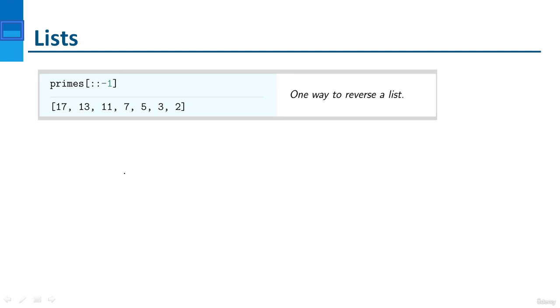Next, we can reverse the entire list by writing colon colon minus 1. Minus 1 represents the last index, right? So starting from the last index, it has to display each and every element. So all the elements will be displayed in the reverse order if you write like this.